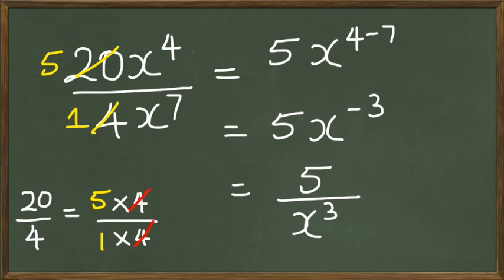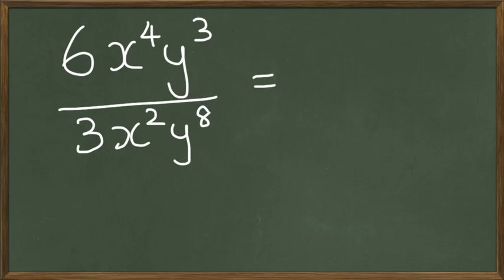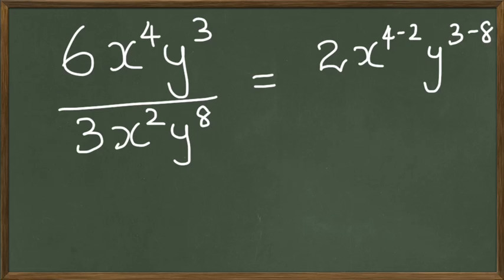Okay, last example for the day. I'd like you to try it if you want, but I'm going to go through it slowly anyway. 6x to the power of 4, y cubed, divided by 3x squared, y to the power of 8. 6 and 3, I know that 6 divided by 3 is 2, x to the power of 4 minus 2, y to the power of 3 minus 8. Which means I'm going to get 2x squared, y to the power of minus 5.